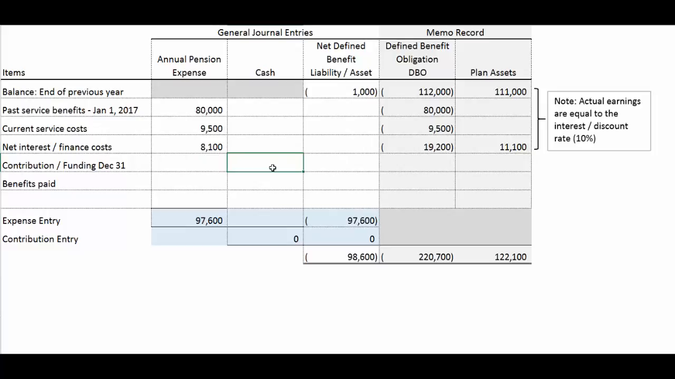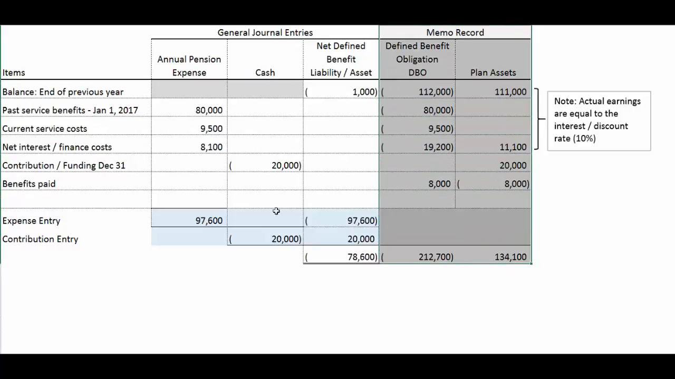Okay, the question tells us that there was a contribution to the plan of $20,000. Write that check, credit cash, and debit the plan assets. The benefits paid were $8,000. That's going to reduce the defined benefit obligation, and it also reduces the plan assets. Remind you again, these are notational only and not part of our journal entries. So over here, we're keeping track of the things that do form our journal entries.